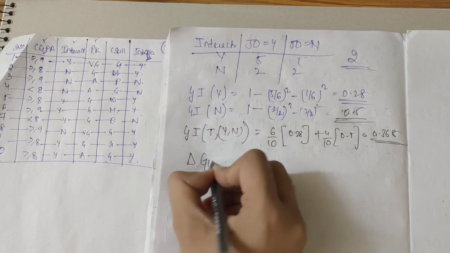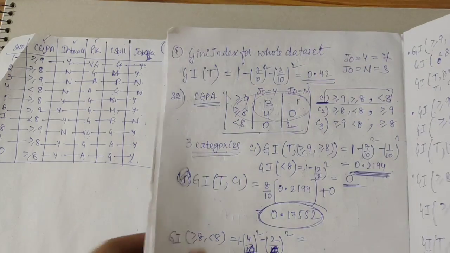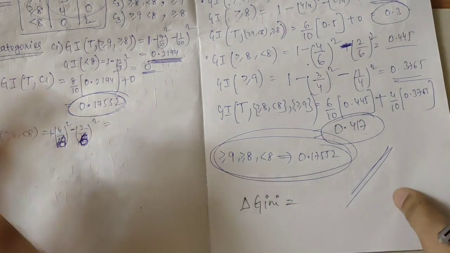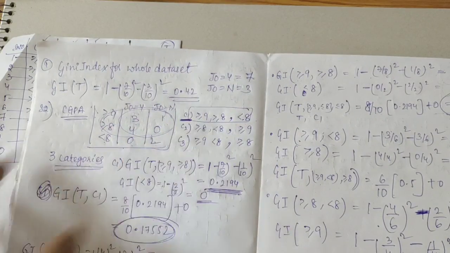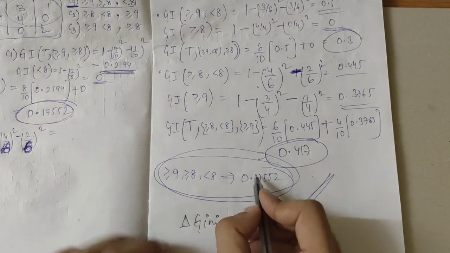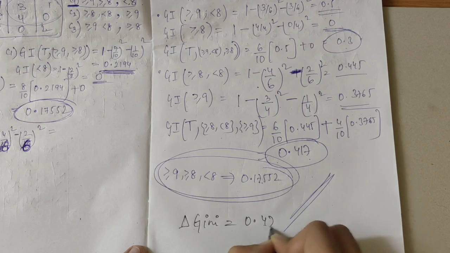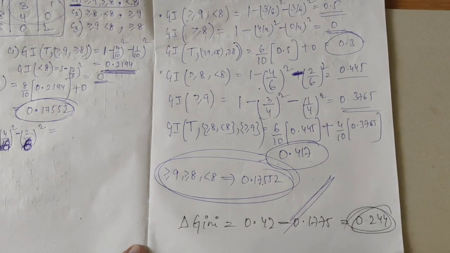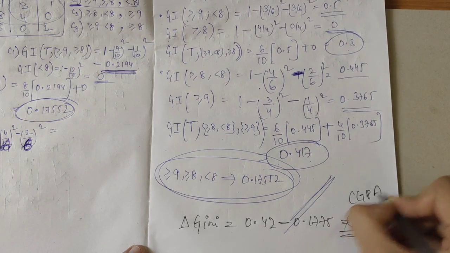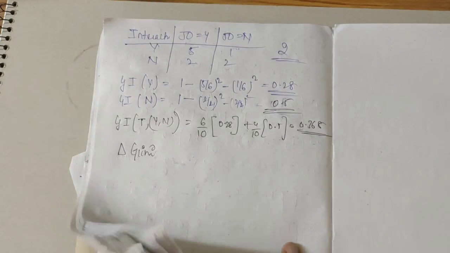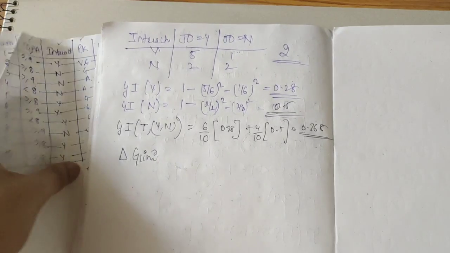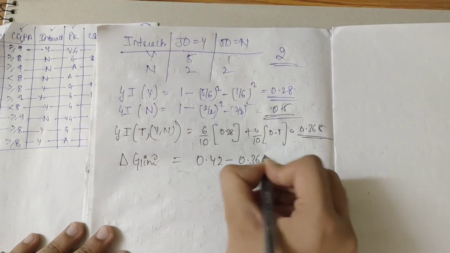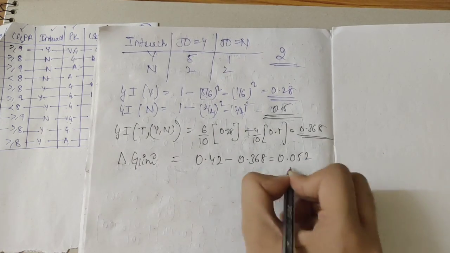So I'll calculate delta Gini here. Here also I had to calculate delta Gini. So delta Gini would be the Gini index which I have obtained for the whole data set, that is 0.42, minus whatever I have obtained for CGPA, that is 0.42 minus 0.1775. I would get 0.244. So this is delta Gini for CGPA. Now similarly writing for this, I would get delta Gini here as 0.42 minus 0.368, which would be 0.052. So I am done with this part.